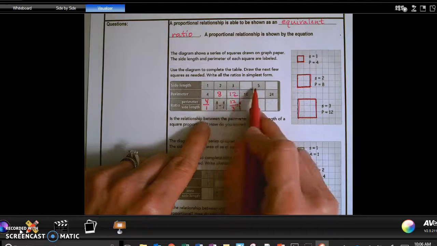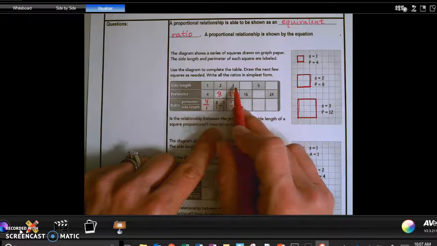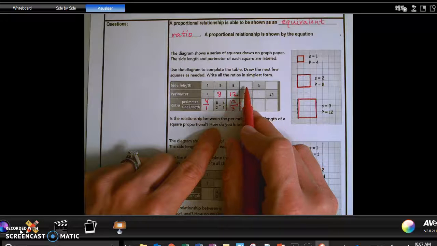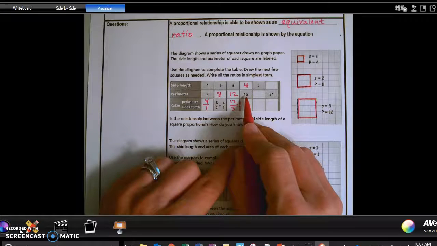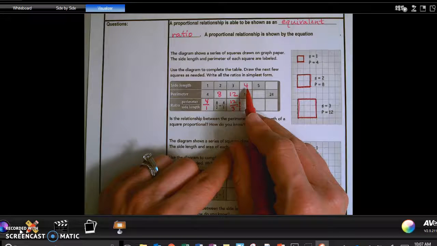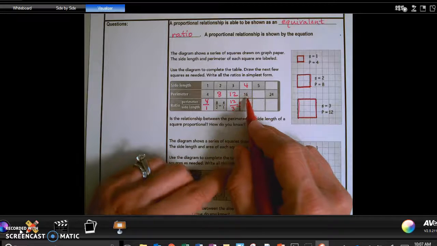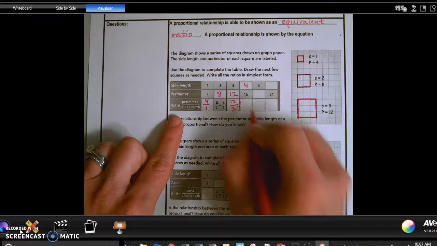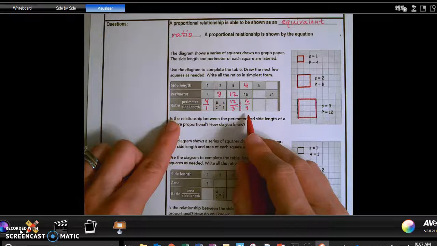Okay, using the pattern in the table, we could guess what would come next. We've looked at side lengths 1, 2, and 3, and then we're going to jump to 4. So we could fill in a 4 here, but let's make sure that a side length of 4 would correspond to a perimeter of 16. If I have 4 sides that are each 4 units long, 4 times 4 is 16, so that checks out for my perimeter. If I'm going to write this as a ratio, 16 to 4, which also reduces to 4 over 1.